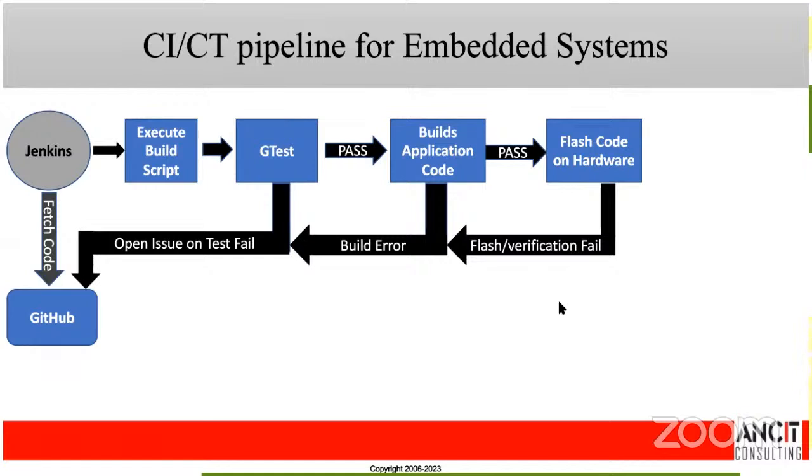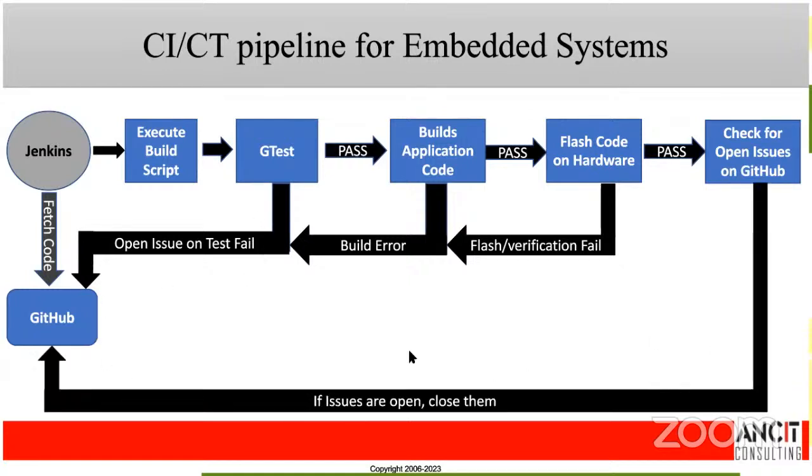However, if everything goes correctly and the hardware is flashed, it will see if any issues that it created are open in GitHub, and then it will close those issues. So now you have a complete end-to-end system, and the only part where the coders come in is where they are looking into the issue, and then developing and pushing their code into GitHub.